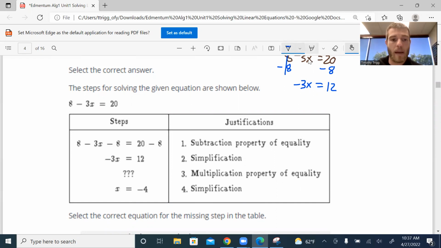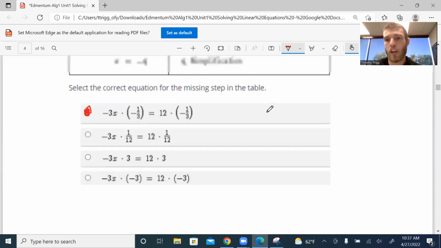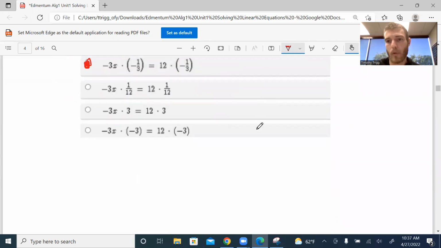Now, what would be my next step? Well, I hope you could see we would divide both sides by negative 3 using the division property of equality. x equals negative 4. So what step did they miss here? They need to divide by -3 on both sides. Here they show it as multiplying by -1/3. I mean, you could think of it like that, but I don't know why they stated it like that, but whatever.